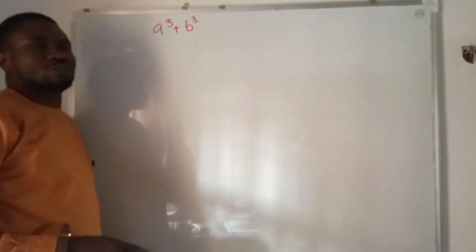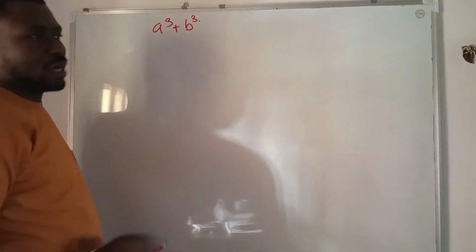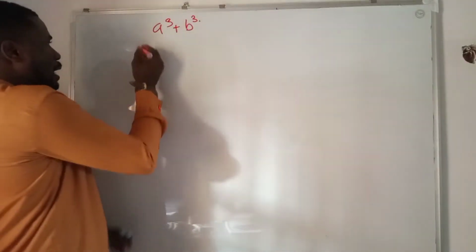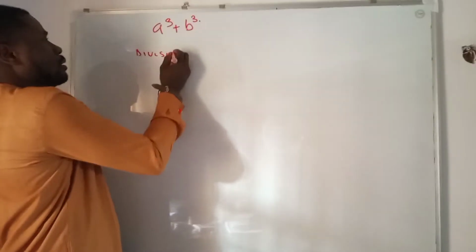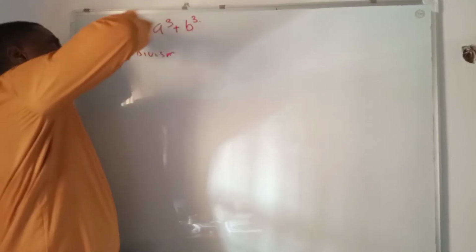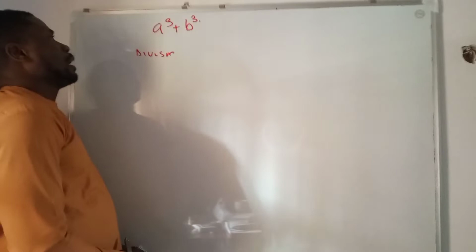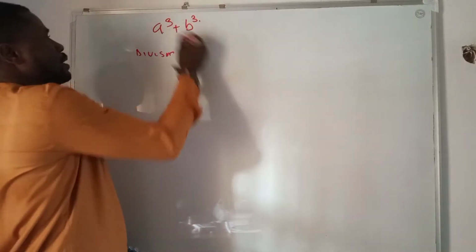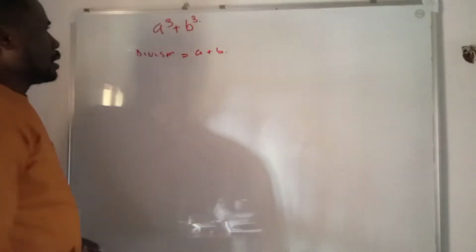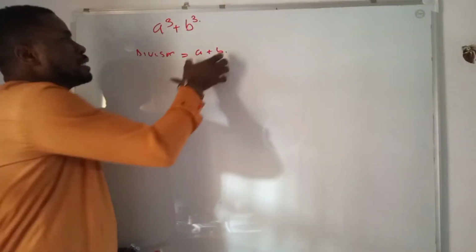Supposing you're asked to factorize. Now, I may decide to take one of the factors, I may decide to take the first factor. I will look for the divisor. In other words, I will look for a number that can divide this a cube plus b cube without any remainder, with a remainder of 0. And so if I decide to take this base and this other base, a plus b, as my first factor, I want to be sure that this is actually a factor.